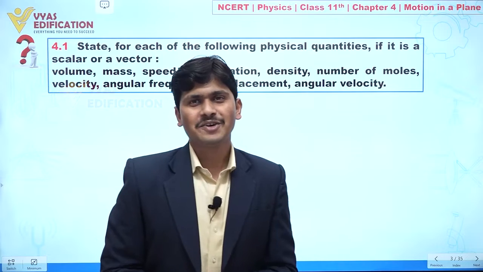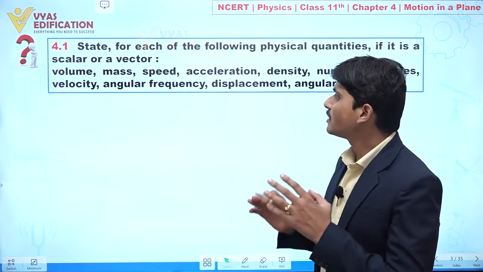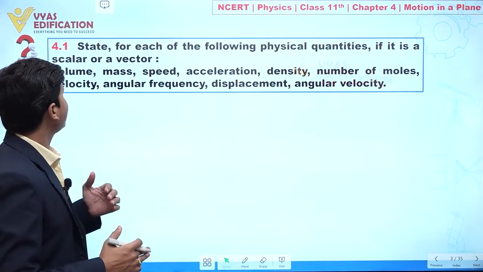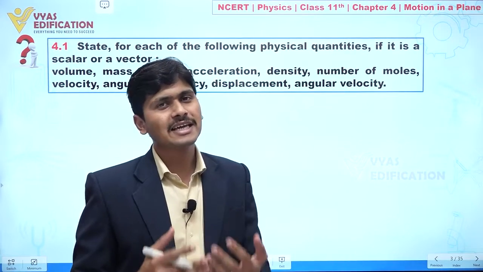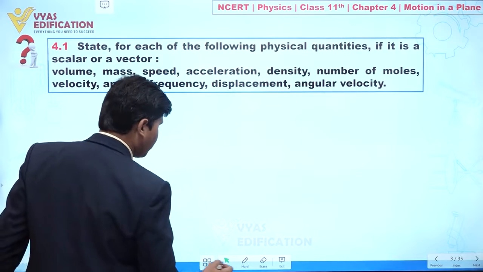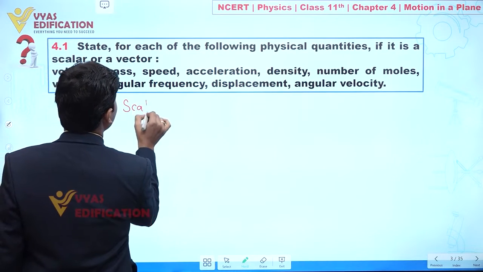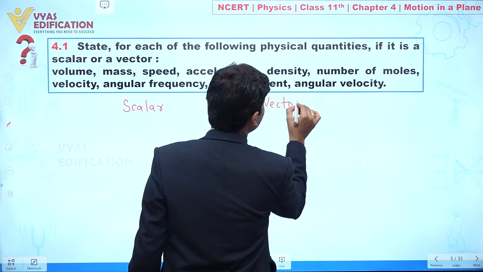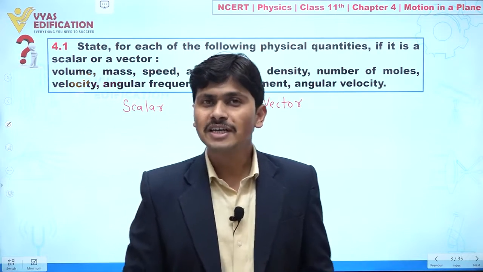Now dear students, we are going to discuss question number 4.1, and in this question some physical quantities are given to you and we have to find out which quantity is a scalar quantity and which one is a vector quantity. So first I am writing here scalar and here vector. Now we will try to analyze which physical quantity is a scalar and which one is a vector.